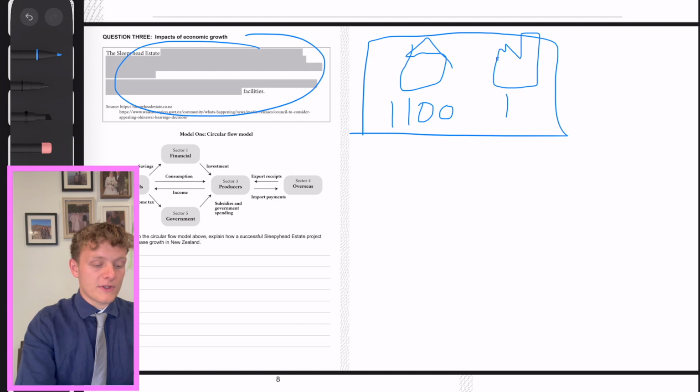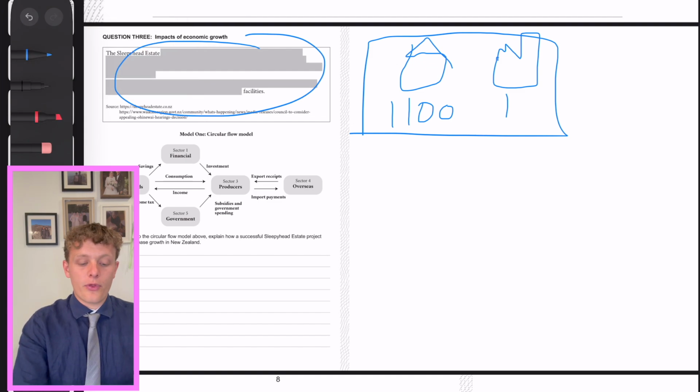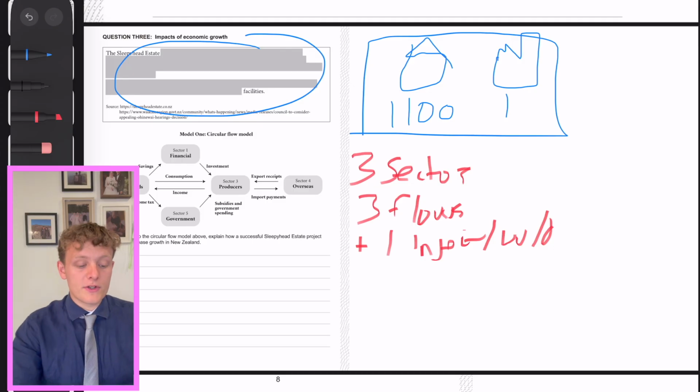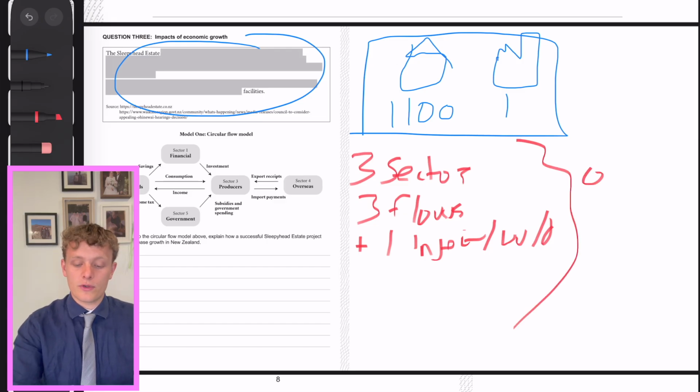Again, when we come to circular flow, we're thinking of a few things. We're thinking of three sectors, three flows, and one injection and withdrawal. So, referring to the circular flow model, explain how the Sleepyhead Estate project would increase growth in New Zealand. Sorry, the last thing we're thinking about here, because it's growth, we're talking about output. So how is it going to impact?